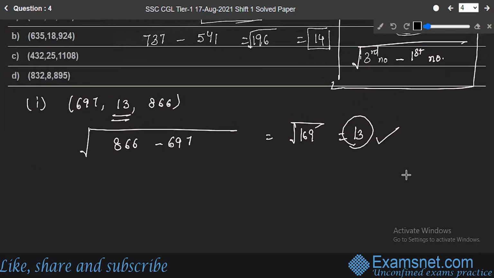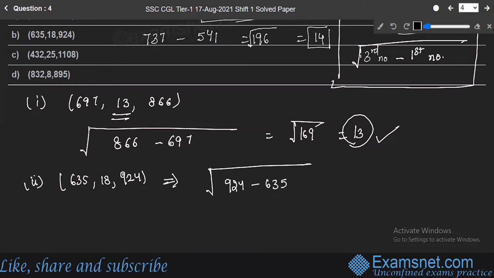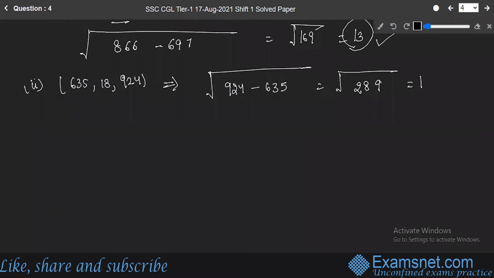Let's move with the second option. It's 635, 18, 924. So let's see if the logic is being followed. This is 924 minus 635, so this is the root of 289, which has the square root 17, which is not equal to 18. So this is for sure not our answer.